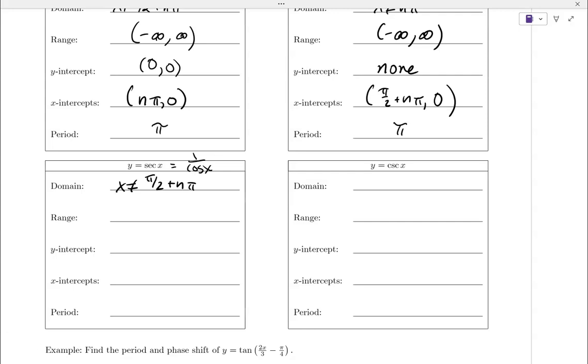-1 to 1 is what doesn't get hit, right? So this is going to be negative infinity up to -1 and 1 to infinity. We actually do hit -1 and 1, right? I can get 1 out of cosine, and I can get -1 out of cosine, so I really do hit those values. But everything else is going to be bigger than 1 or less than -1.